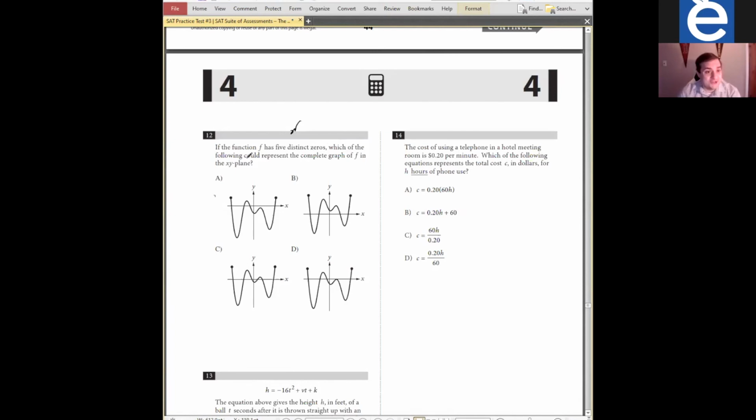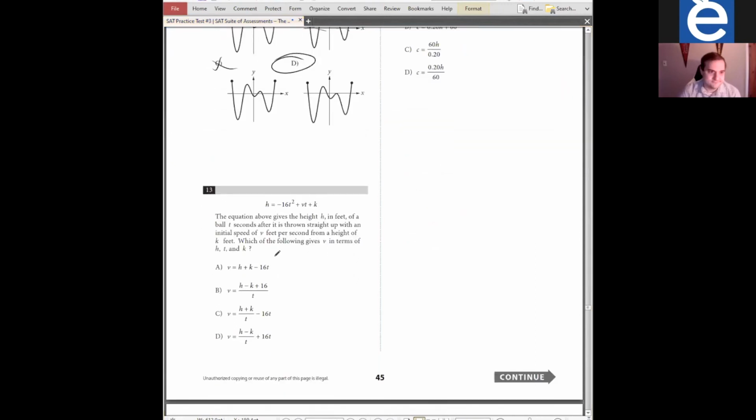So it's asking which of the following could represent the graph. Well, if it has 5 zeros, we need to find the one that hits it 5 times. 1, 2, 3, not our answer. 1, 2, 3, 4, not our answer. 1, 2, 3, 4, 5, 6, not our answer. 1, 2, 3, 4, 5. D is our answer. It's that straightforward. All this question is really testing is, do you know what a 0 is? All right.